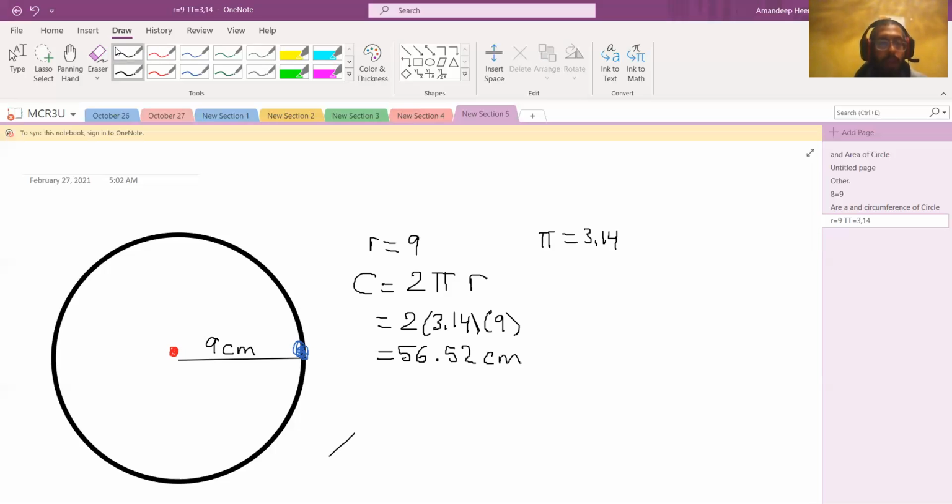Okay, very key. I'm just trying to save you, I'm trying to get you some marks. So you want to make sure that it's in centimeters. Okay? Good. Now let's calculate the area of the circle.